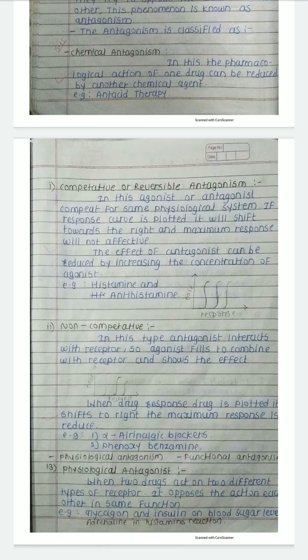Competitive reversible antagonism means the agonist and antagonist compete for the same physiological system. In this curve you can see that, towards the right, the maximum effect will not be possible. Agonist means it will show similar actions to that drug. Antagonist means it will show the opposite action to that drug. So the agonist and antagonist compete for the same site, or fight for the same actions, but that will show another response. That is known as competitive or reversible antagonism.